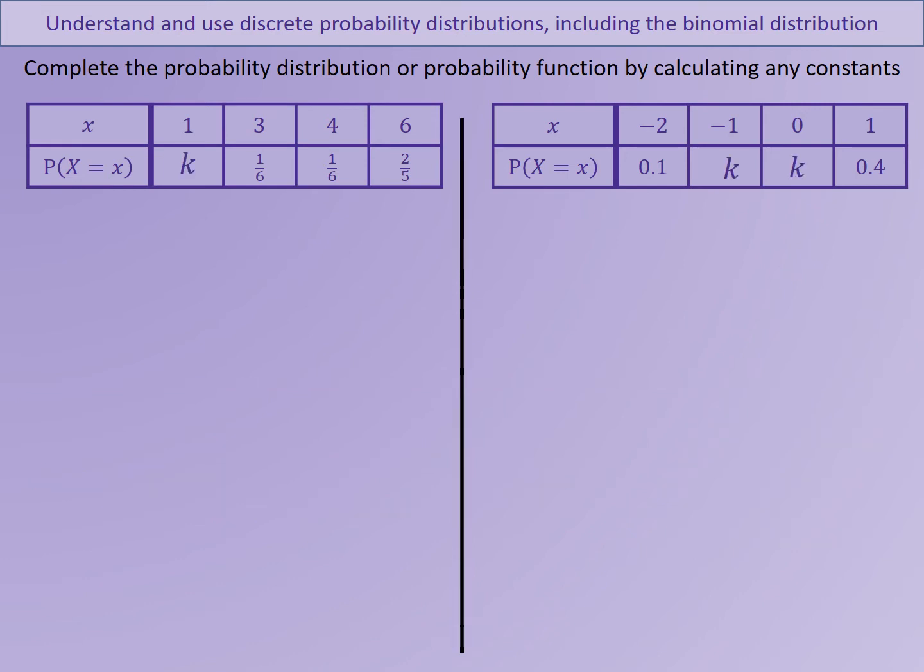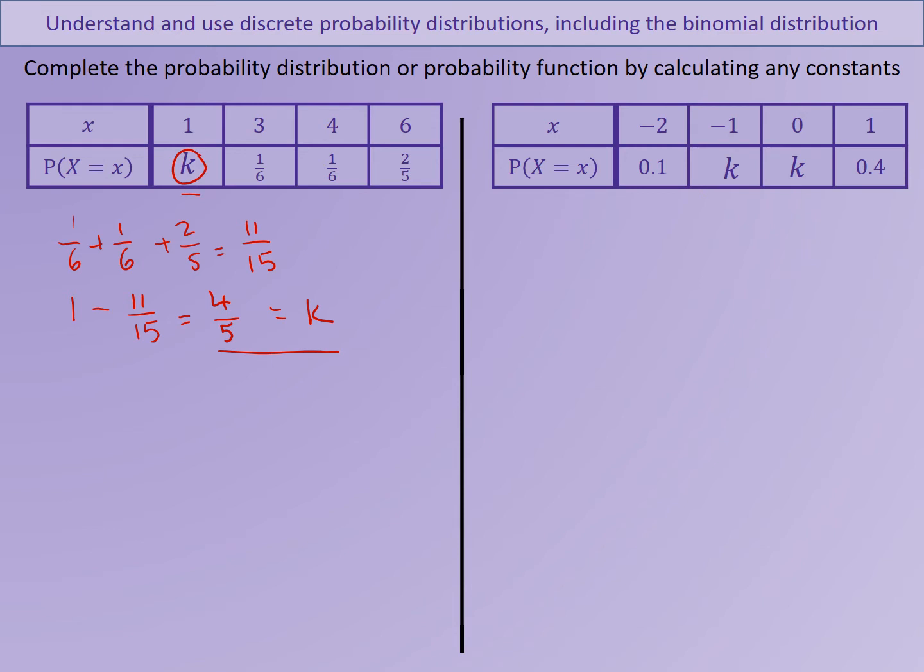So for the one on the left, we have a k under the number 1 that we need to work the value out. So if we add up the other 3 probabilities, so 1/6 plus 1/6 plus 2/5, that will give us 11/15. And k must be 1 minus that probability so that they would all add up to 1, and that gives us 4/15. So k here is equal to 4/15. From this point we can then draw our probability function.